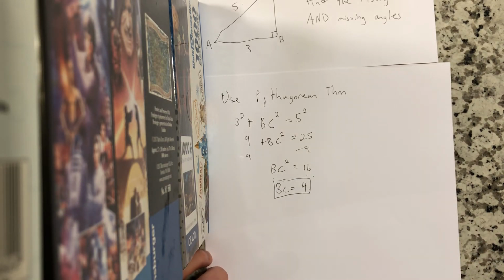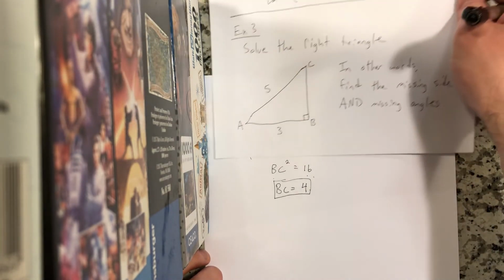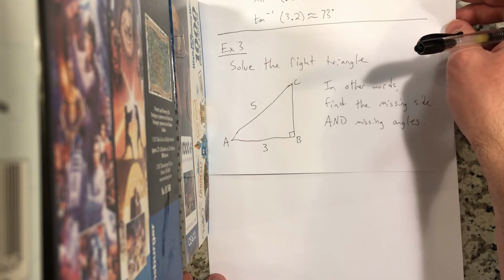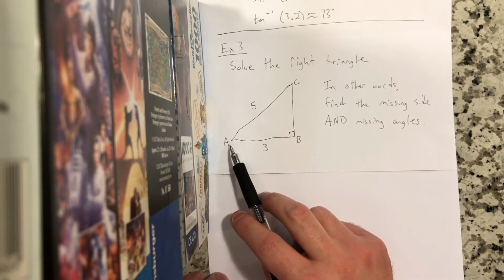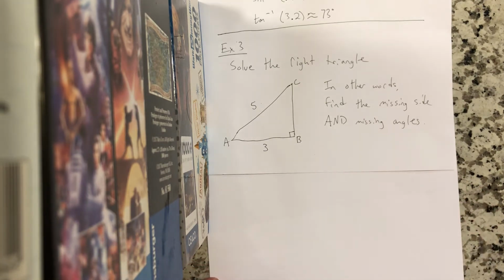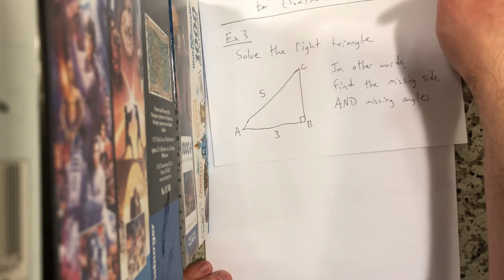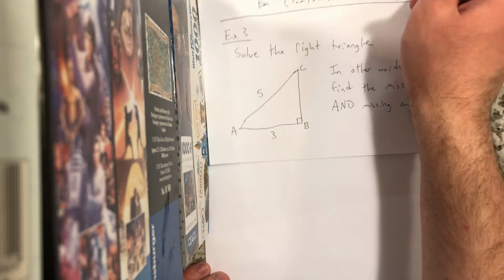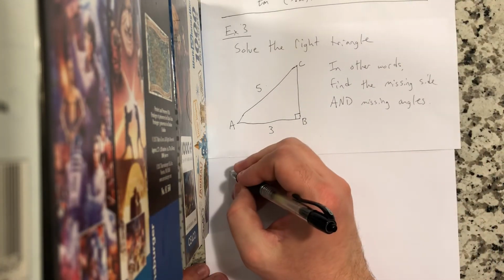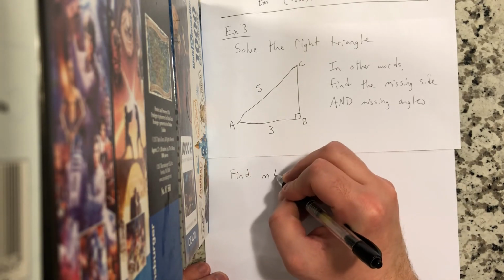Now what we need to do is solve for the angles. So I'll just put that there and show you again, angle A and angle C. We already know angle B is the 90-degree angle, or the right angle. So what we're going to need to do is find the angles. Now, let's go in alphabetical order and find the measure of angle A.